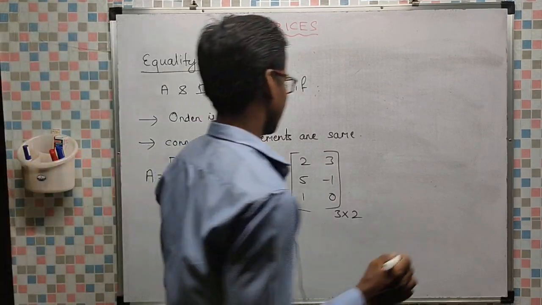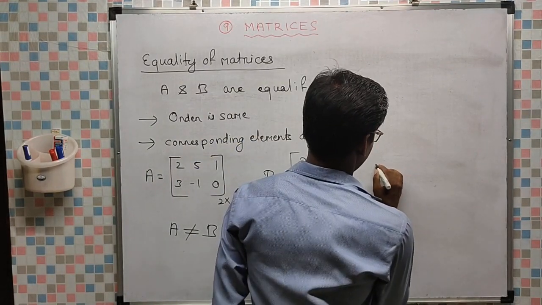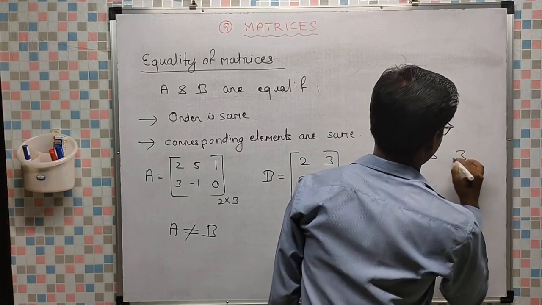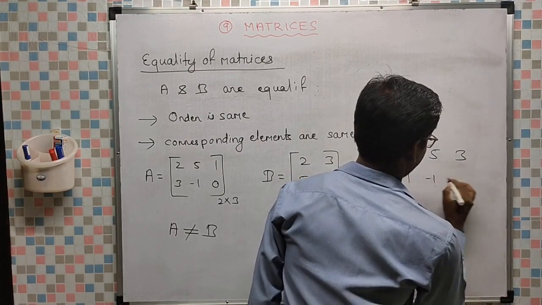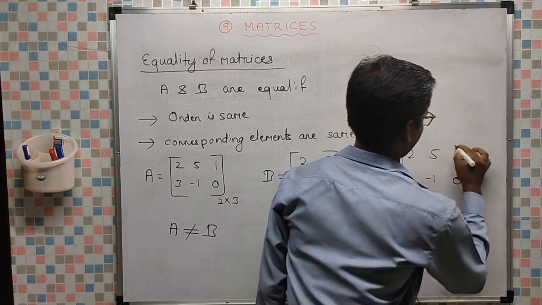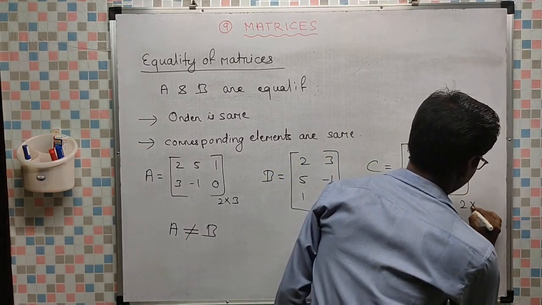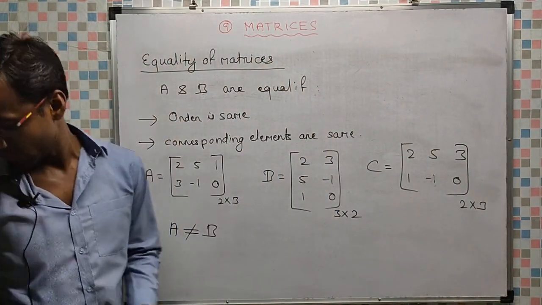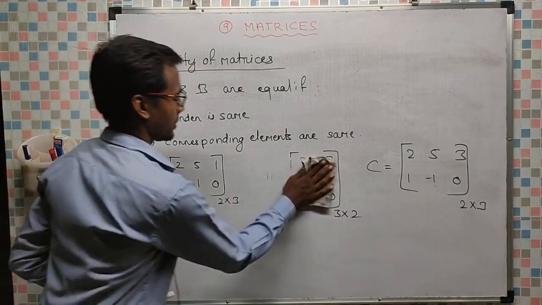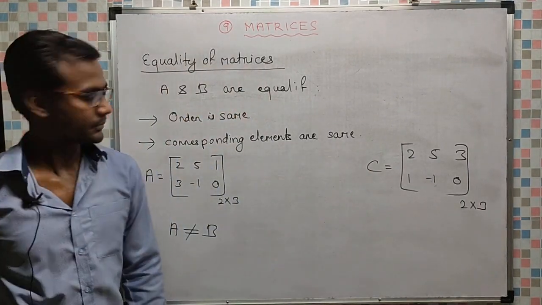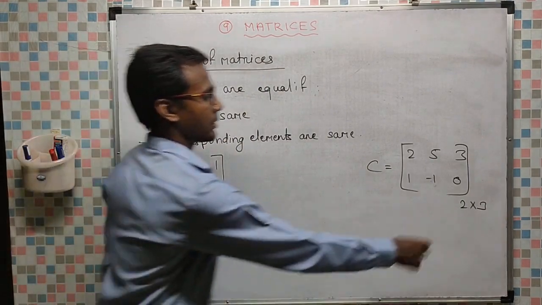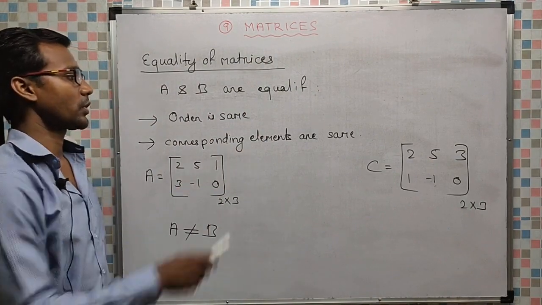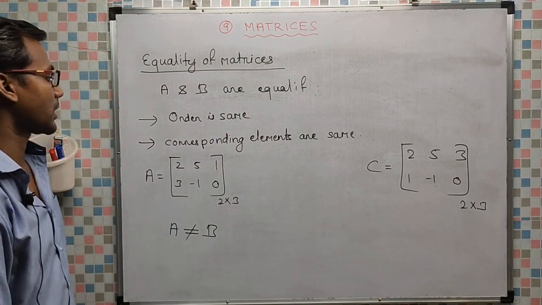For example, C is equal to 2, 5, 3, 1, minus 1, 0. Its order is 2 by 3. First condition is satisfied if we compare A and C. Okay. If we compare A and C, both the orders are same, 2 by 3, 2 by 3. First condition okay. Now look at the second condition. Corresponding elements should also be same.